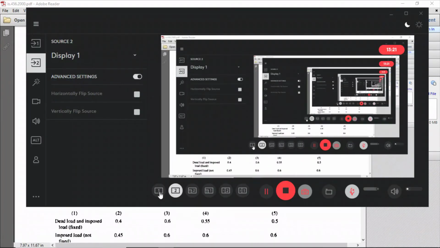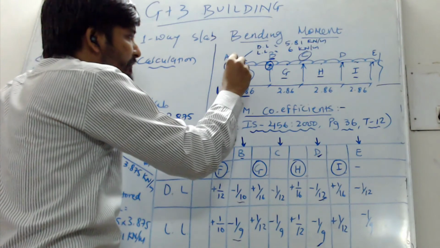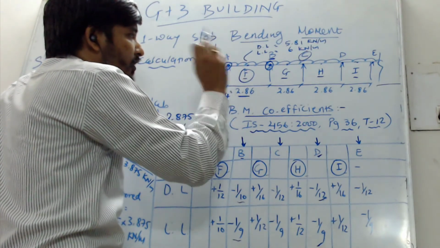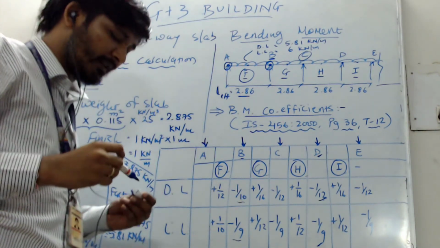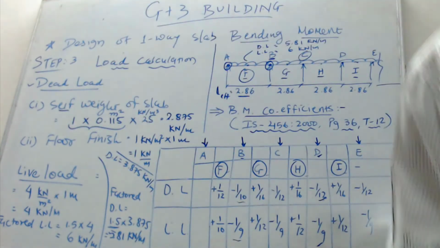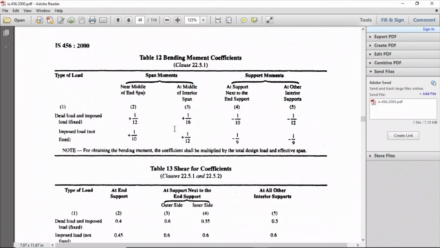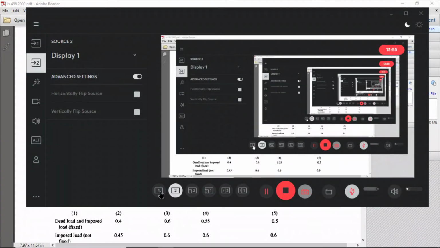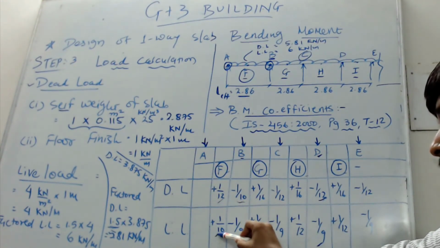So point F, whether it is near middle of end span or middle of interior span. Of course it is near middle of end span. So for near middle of end span, let us see the value given in the code. The values are 1 by 12 and 1 by 10. So let us see what I have written on the board. For point F, it is plus 1 by 12 and plus 1 by 10.